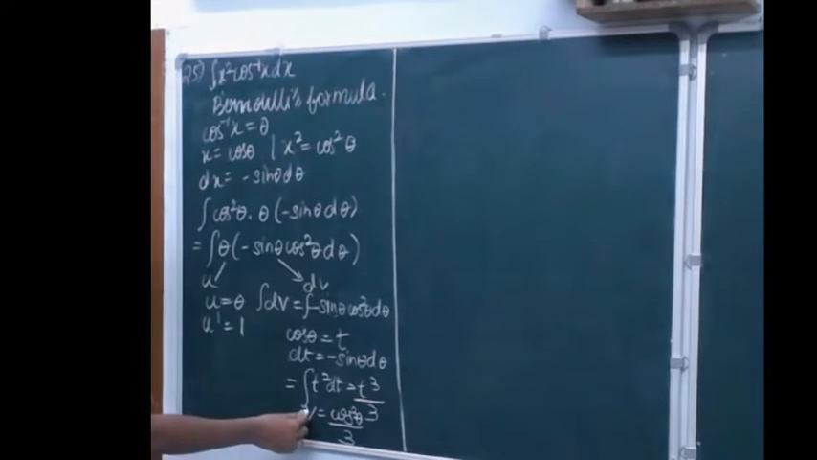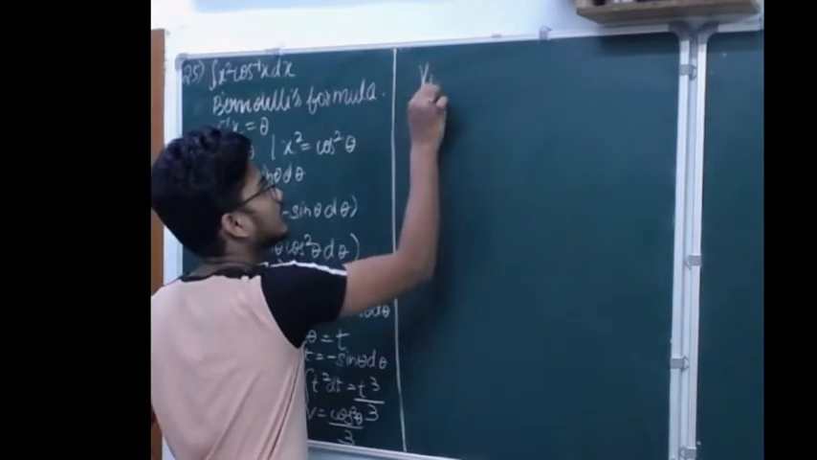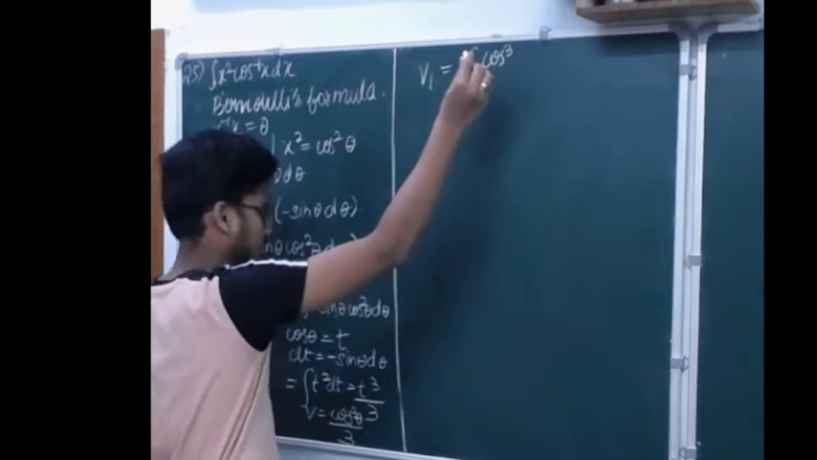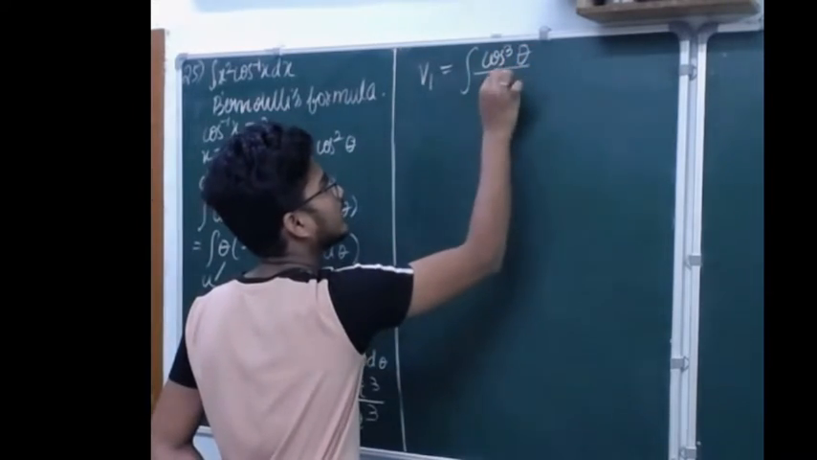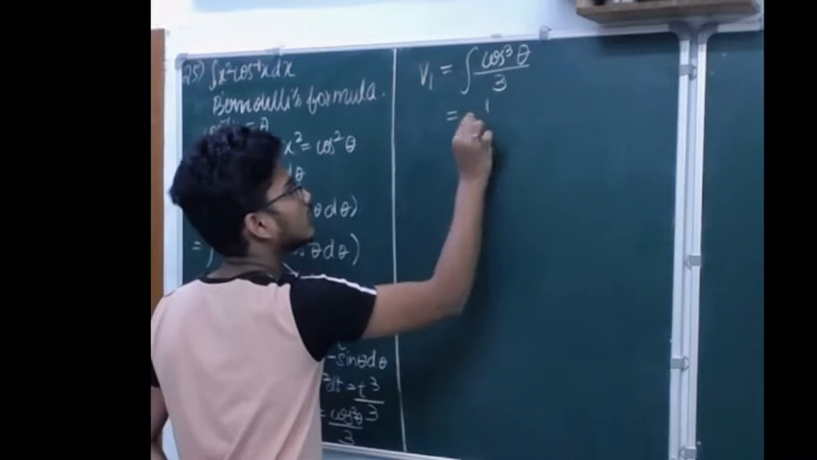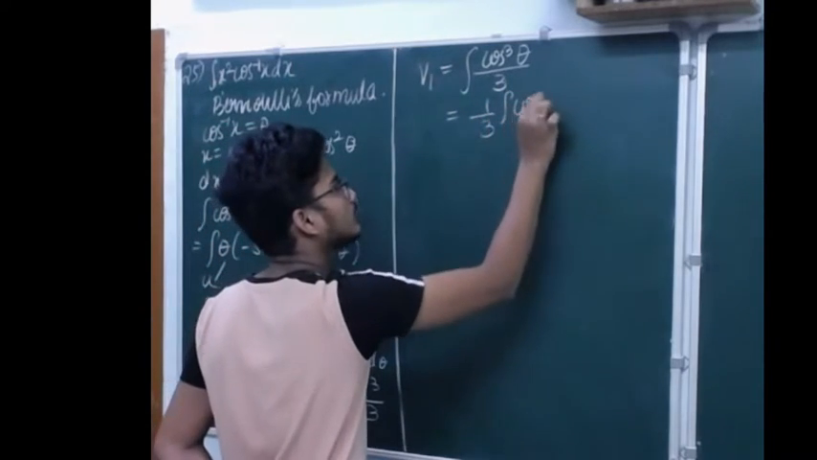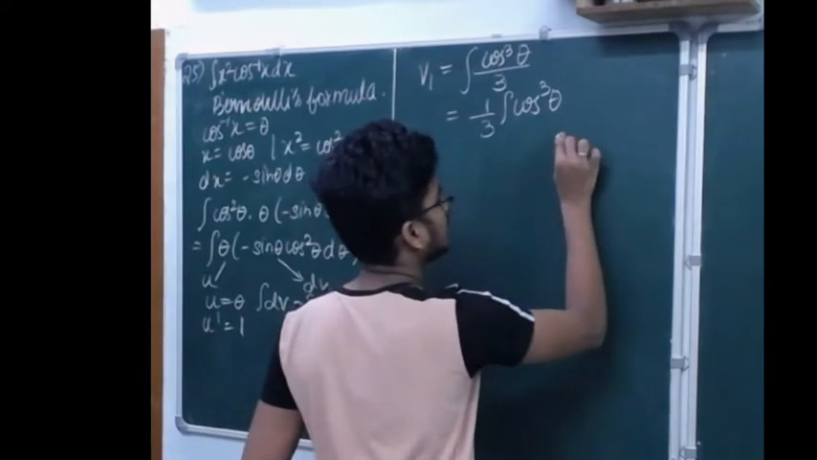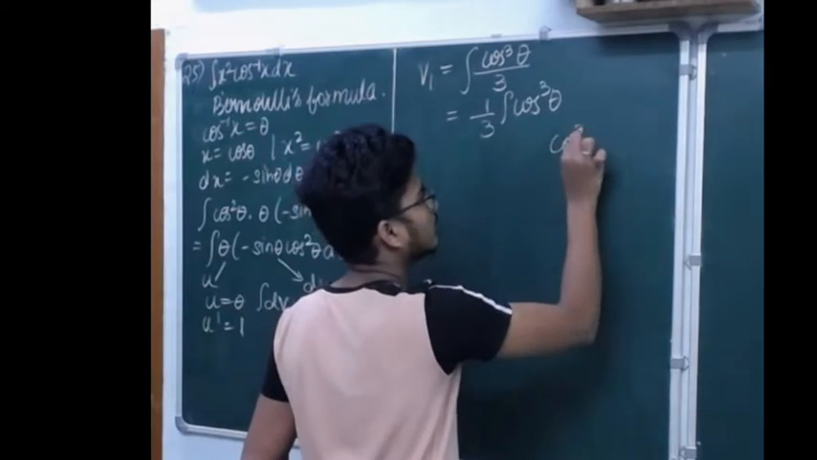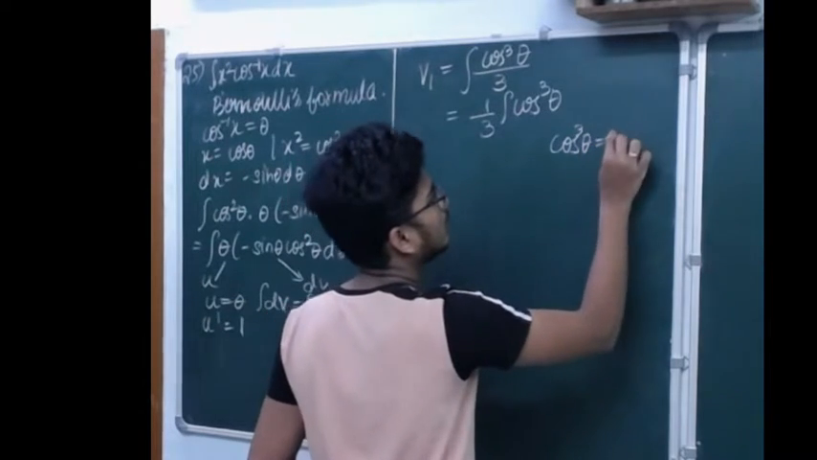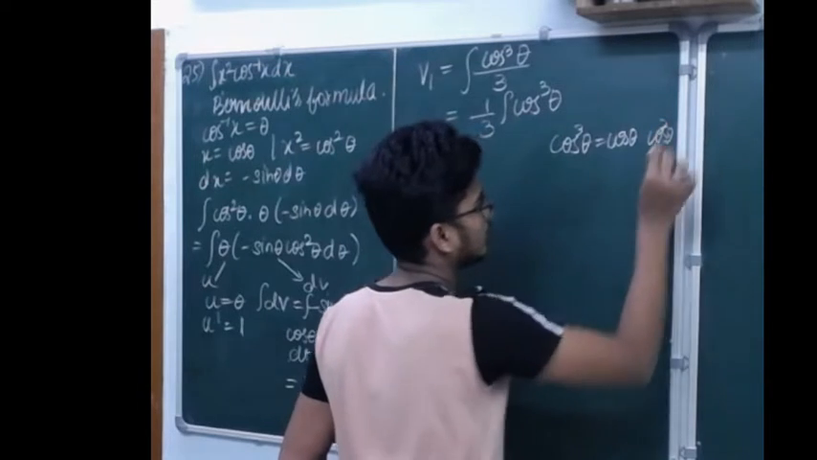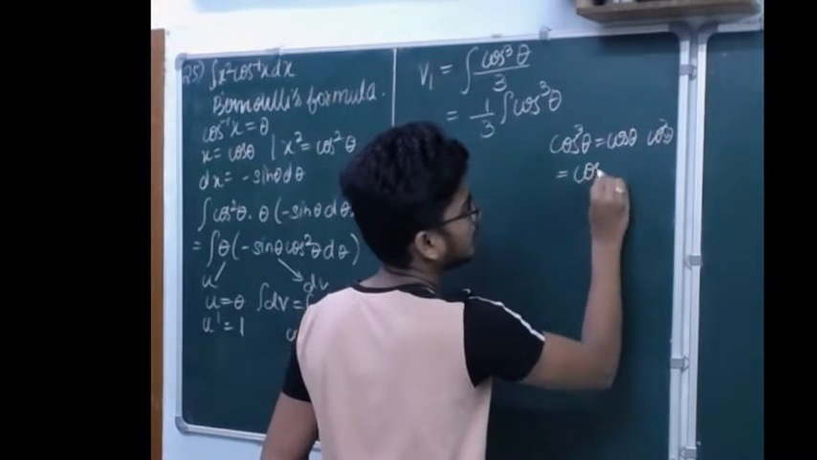I am going to find v1. So to find v1 we have to integrate v again, that is v1 equal to integral of cos cube theta divided by 3, that is equal to 1 by 3 integral of cos cube theta. Again, cos cube theta equal to cos theta into cos square theta. Cos square theta is equal to 1 minus sin square theta.